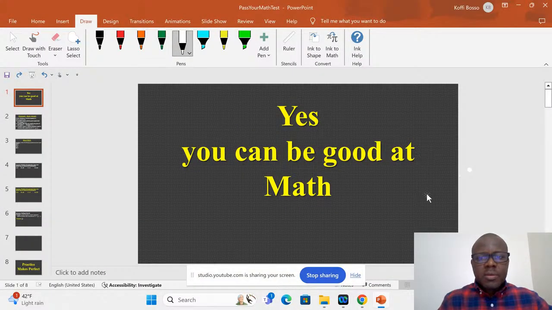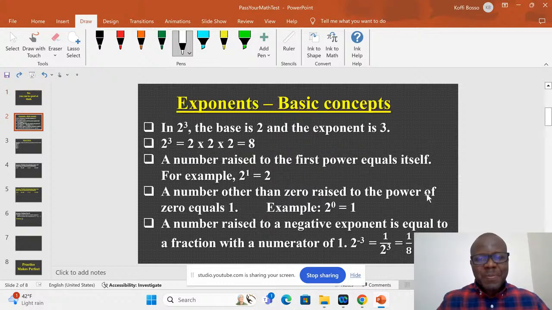So yes, you can be good at math. So don't think like math is a crazy subject. No, it's not a crazy subject. It's a tricky subject, yes, but it's not crazy. Okay, so let's first of all understand the concept of exponent.